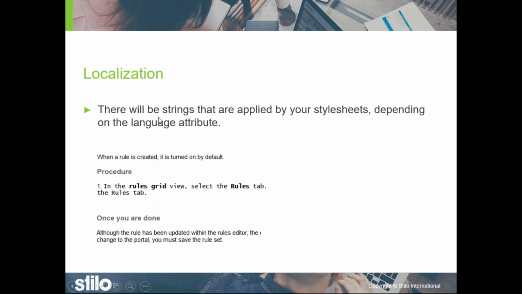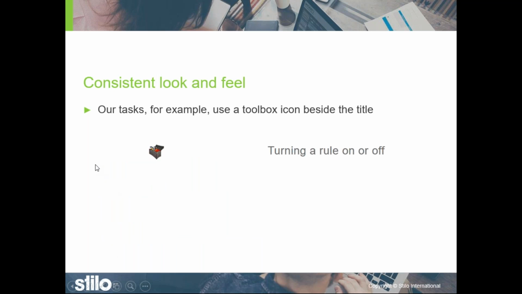As well, when you localize, when you publish, when I publish a task, let's say, you're going to have some strings that are populated by your style sheet. And these will vary according to the language that you're producing. And if you don't have a task, these won't show up. So you're going to be missing some of that. And then there's just a consistent look and feel that you hope to get. So when we publish our task, we put this little toolbox logo beside the title for some reason. And consistent look and feel is important.